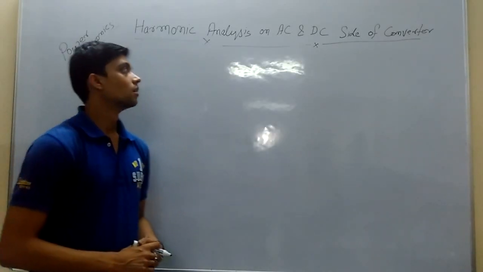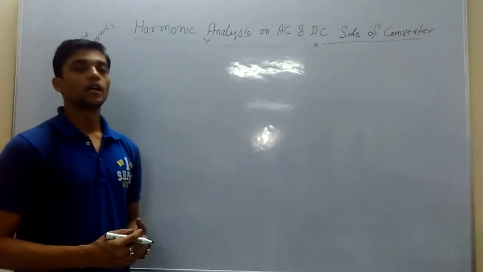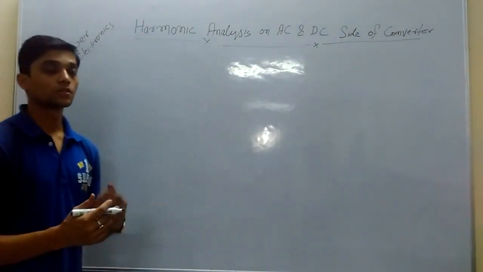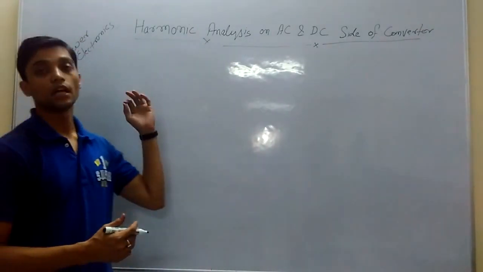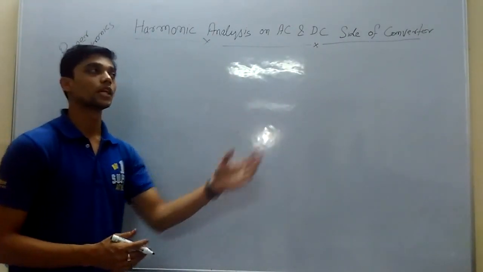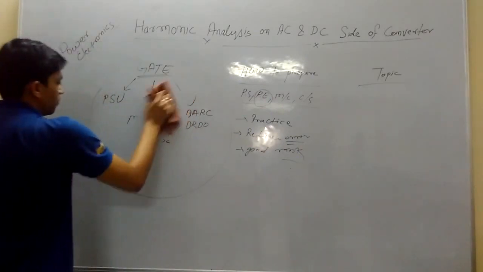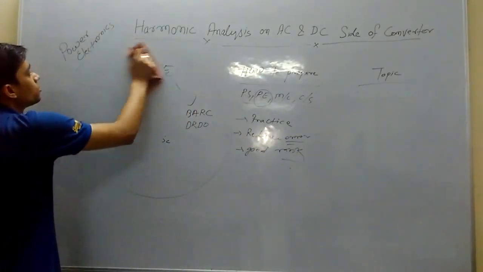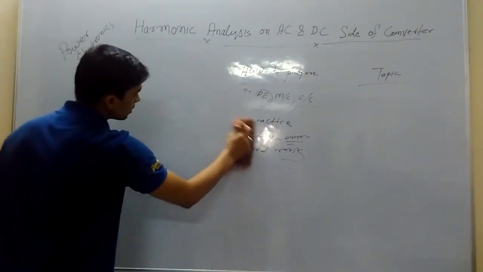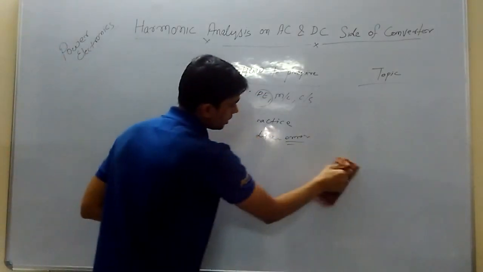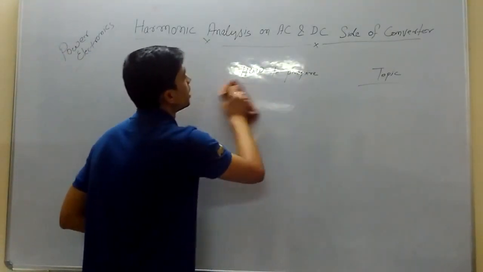Good evening. My name is Amrit Kumar Singh, and today I am going to discuss one small topic from power electronics, that is harmonic analysis on AC and DC side of converter. Whenever a power electronics converter comes into the system, it injects harmonics on the DC side as well as on the AC side of the converter.